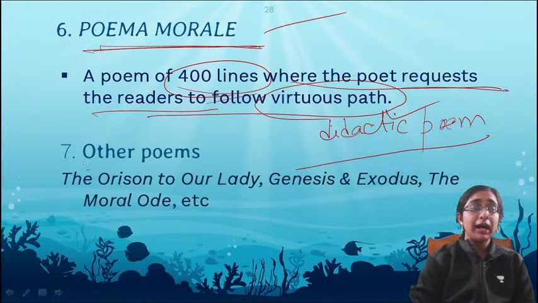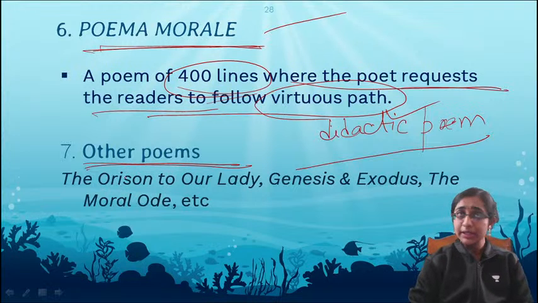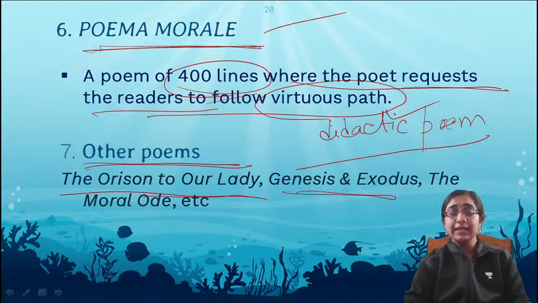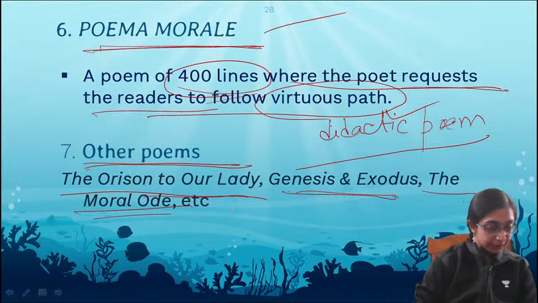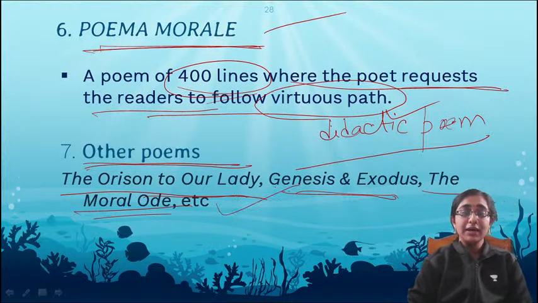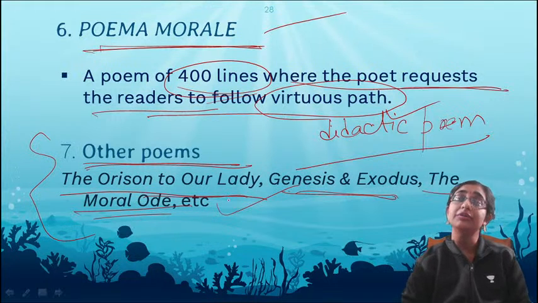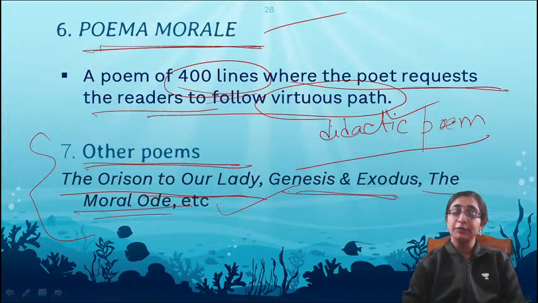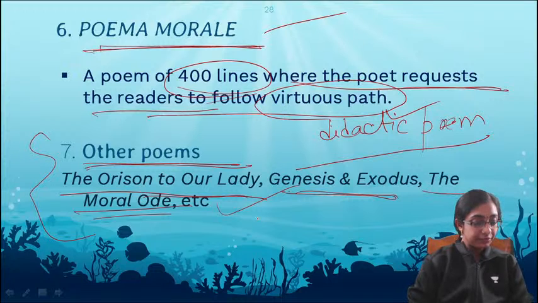There were also some other religious and didactic poems. The plot lines are not important, but you need to remember the names. The Orison to Our Lady, Genesis and Exodus, the Moral Ode, etc. So these are all the other important religious and didactic poems. So from here, I think everything is clear to all of you.